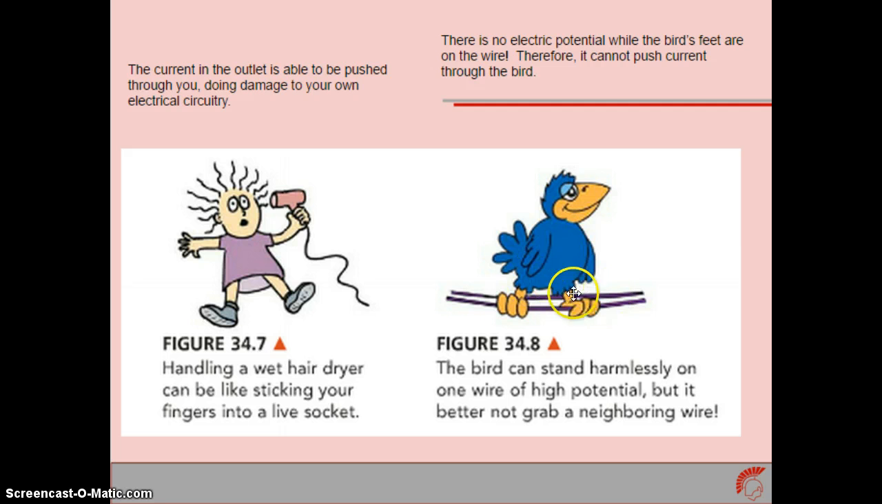So you might ask, well, why is it unharmed? Well, the bird can stand harmlessly on one wire of high potential, but it better not grab a neighboring wire. Here's why. Even though it's high over here, it's the same height over here. So there's no difference, there's no differential. So there's no electric potential, right? There's no difference between them when the bird's feet are on the wire. Therefore, it cannot push current through the bird.